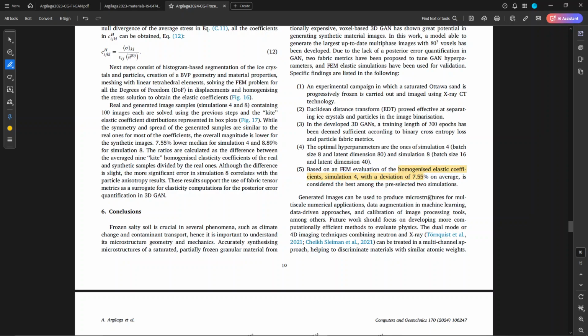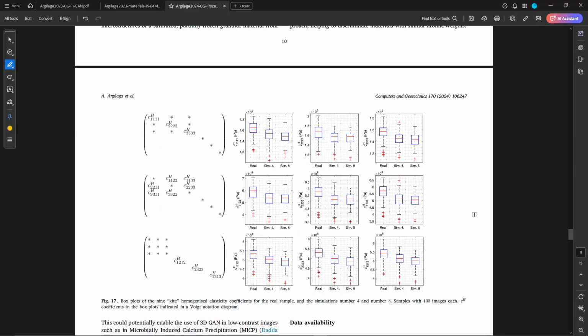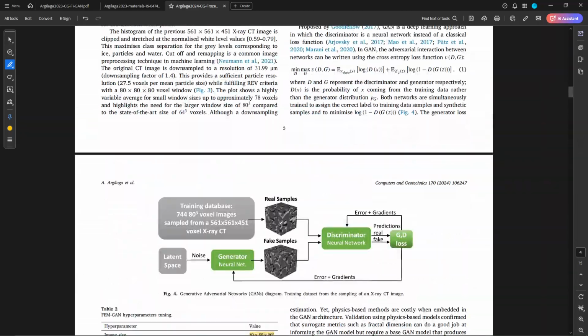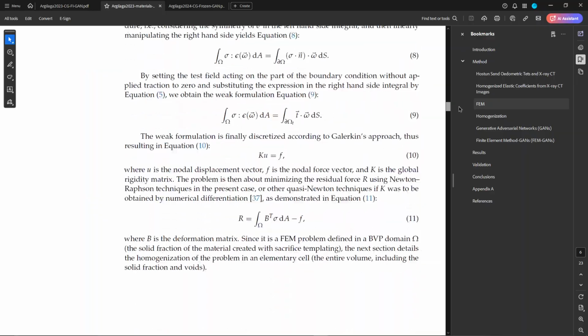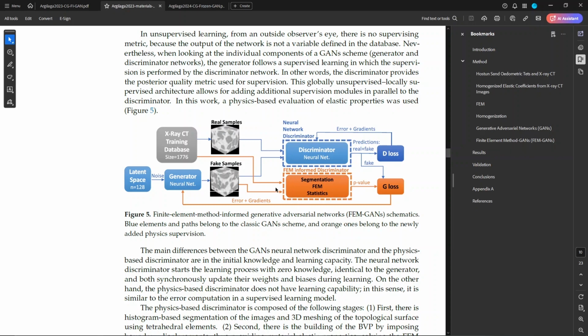This is 7% off the real mechanical properties. But as I said, the main purpose of this research was to determine the hyperparameters of the generative adversarial model. So now the next step would be to add to this diagram a supervision module using the hyperparameters that we already determined. So just very quickly, if you didn't watch my previous videos, a supervision module is something like this that, in parallel to the machine learning process, is telling the generator if the images are good or not in terms of physical properties. In this case, mechanical properties that are computed using FEM simulations.